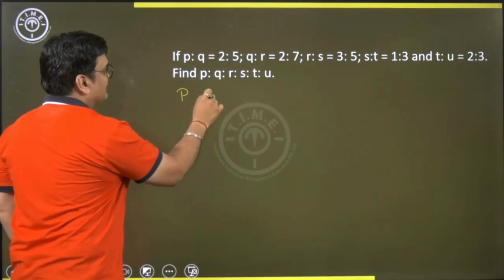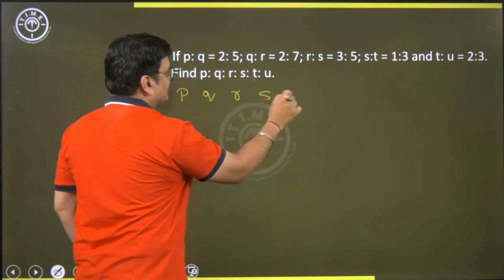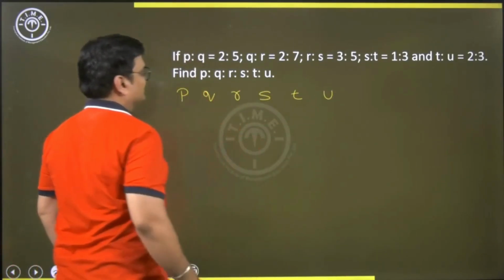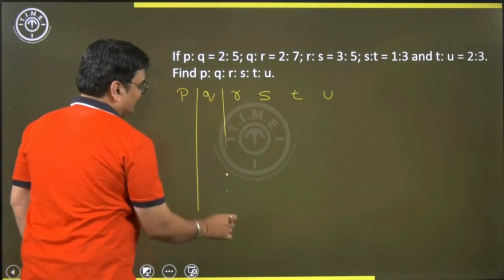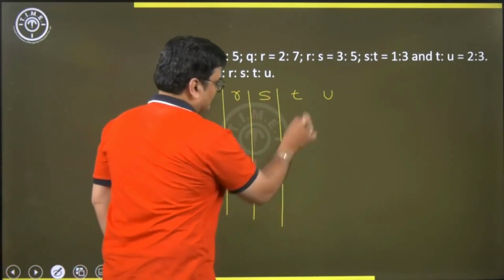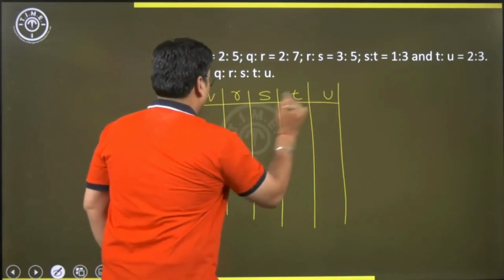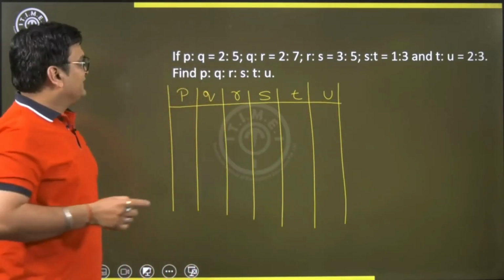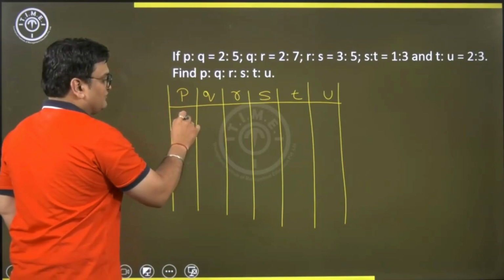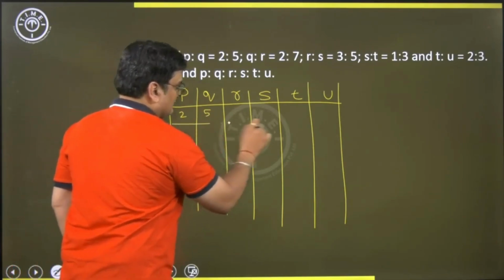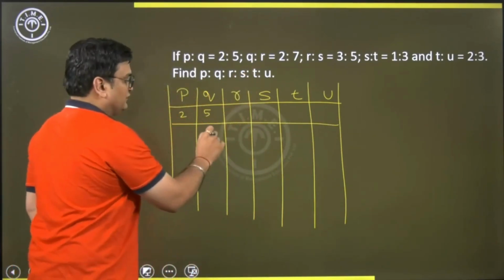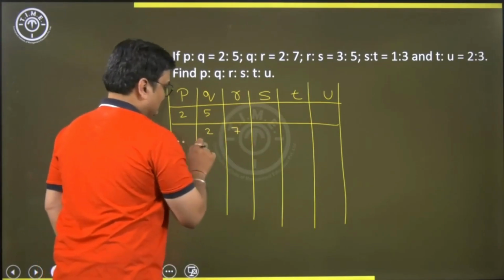So I want P/Q/R/S/T/U. I write it down. I create a small table like this, wherein I'll be capturing all the required details. So what are the details required? I'm given P/Q. So P/Q is 5. Then Q/R. Q/R is 7.